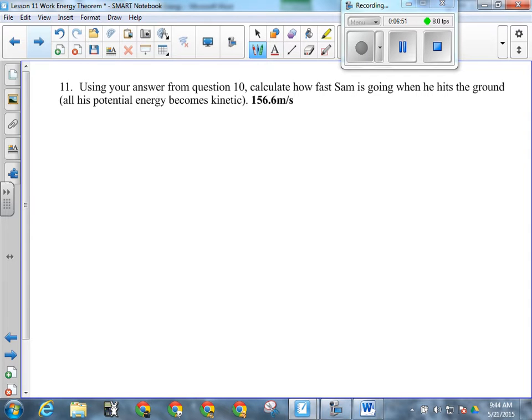All right? Since while I'm falling, I'm not doing any work on anything, when I hit the ground, I should have the same amount of energy as I had when I left the plane. It's just now no longer potential, it's all now kinetic. Once I hit the ground, then I'll do work on the ground. And that'll definitely leave a mark in the ground shaped like me.